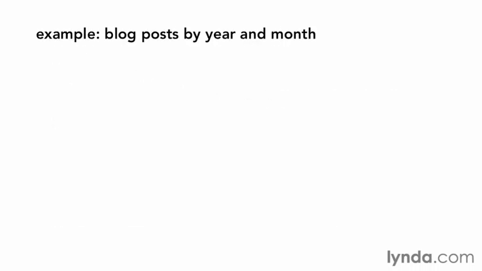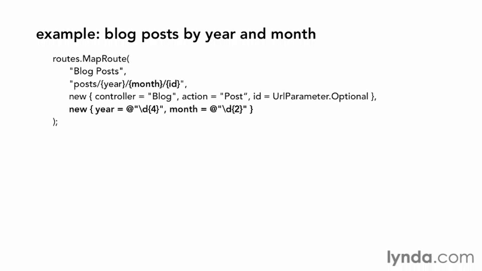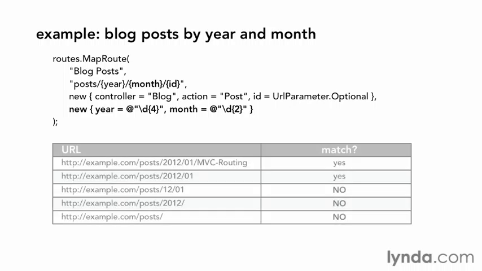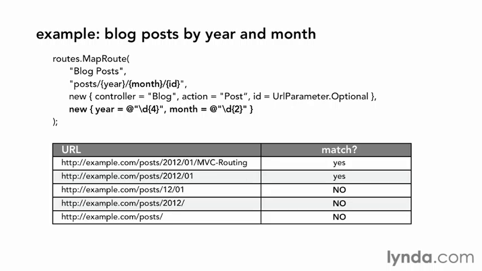One more scenario that you may end up needing in your application is to embed something like a date in your URLs. For example, here is a route definition that exposes blog posts based on the year and month that they were posted. Here we're constraining the year and the month placeholders. We're requiring the year placeholder to have 4 digits and the month placeholder to have 2. No more, no less. With these constraints in place, take a look at this list of URLs, some of which match the route and a few that don't.